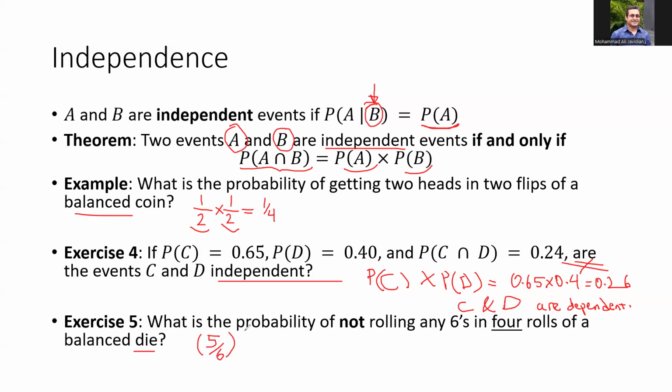4 times you repeat this event, yeah? So 5/6 for the first one, 5/6 for the second one, 5/6 for the third one, and 5/6 for the fourth one. And each one of them are independent of the others. So you can use a multiplication technique to compute the probability of this scenario, this event.